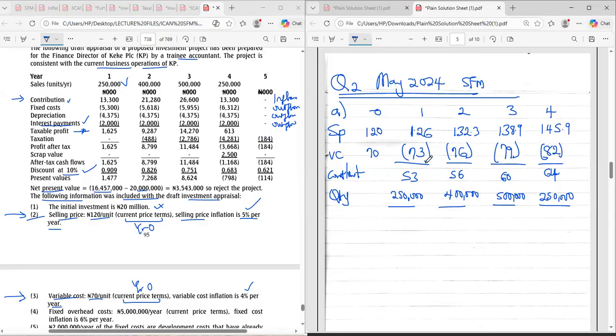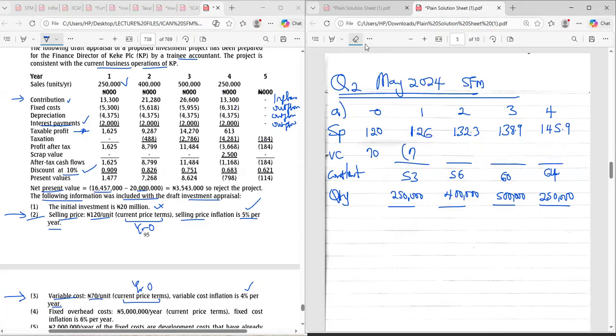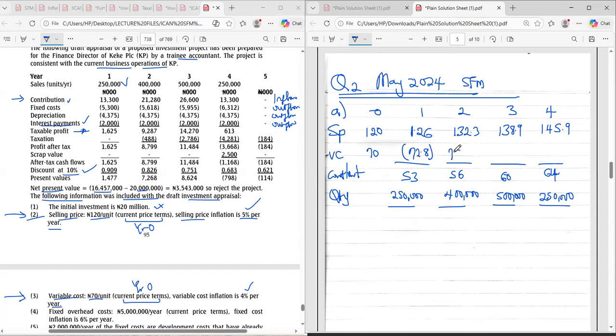Yeah, do for 70, sharp. 70 times 104 divided by 100 is 72.8. So let's go, 72.8 times 104 divided by 100. 75.7. Then 78.7. Then 81. Okay, thank you.